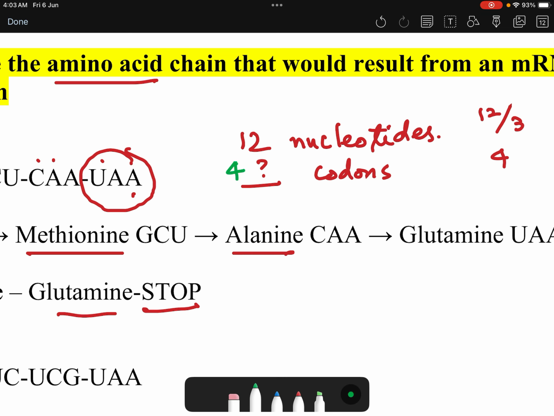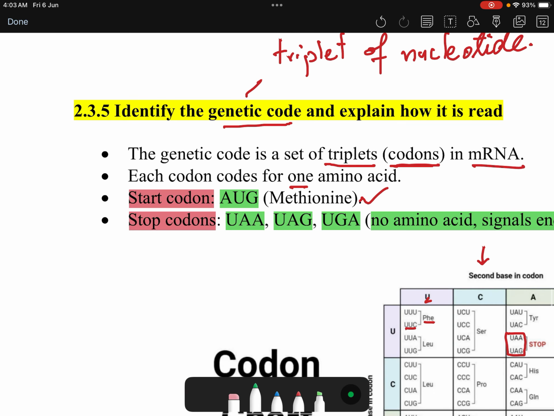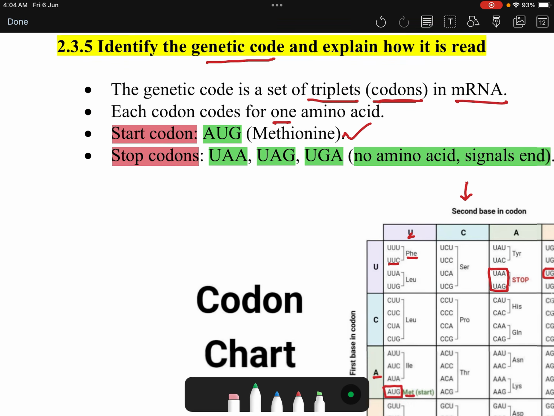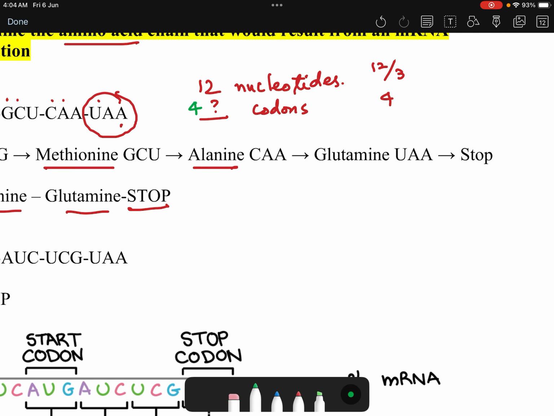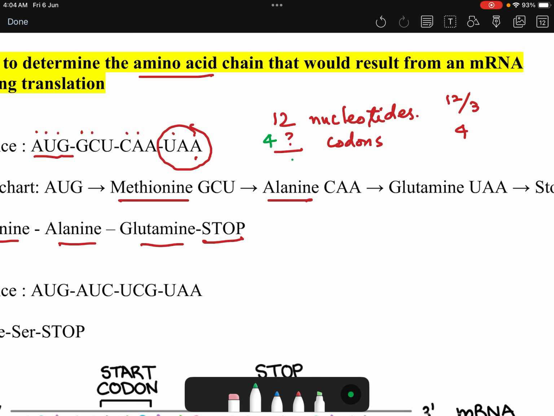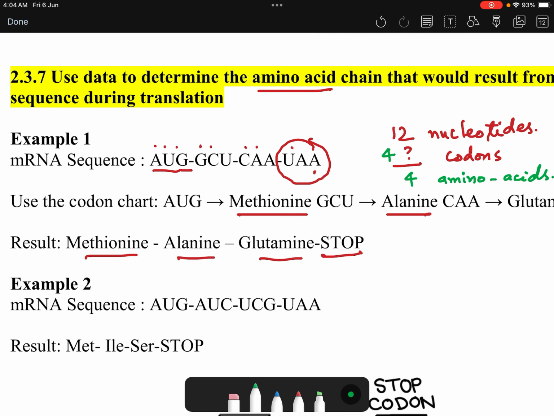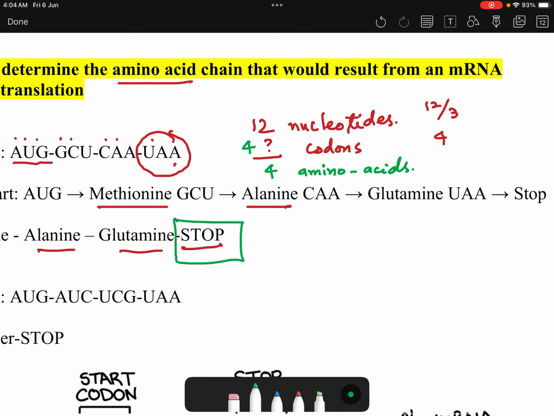And how many amino acids? Each codon codes for one amino acid. We read it here. Each codon codes for one amino acid. So it means that there is a possibility of 4 amino acids. But since we have here one stop, so how many?